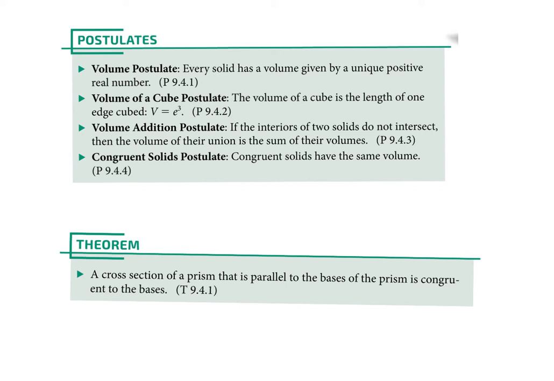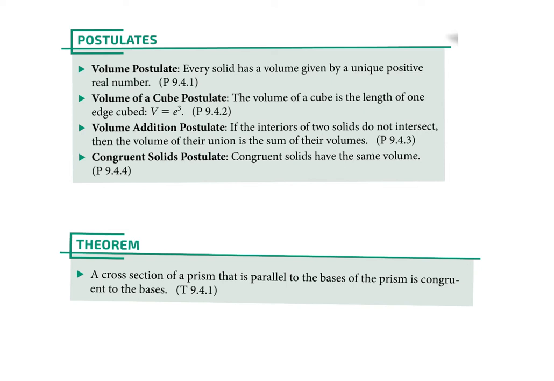Volume addition, if the interiors of two solids do not intersect, the volume of their union is the sum of the volumes. So if you have two figures put together, you can calculate their volumes individually and add them together. That's the volume of the whole thing. Congruent solids have the same volume. All right, let's look at this theorem, and this is how they actually come up with the formula for volume. A cross-section of a prism that is parallel to the base of the prism is congruent to the bases. Cross-sections are congruent to the bases.